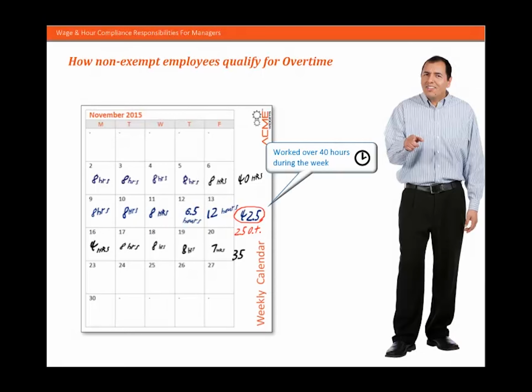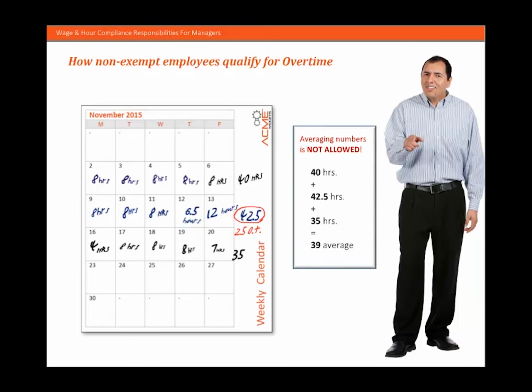There are certain actions that are considered illegal when determining what makes up a 40-hour work week. For example, averaging hours over several weeks to come up with a 40-hour work week is not allowed. If an employee works 44 hours one week and 36 hours the next, that does not constitute an average of a 40-hour work week.